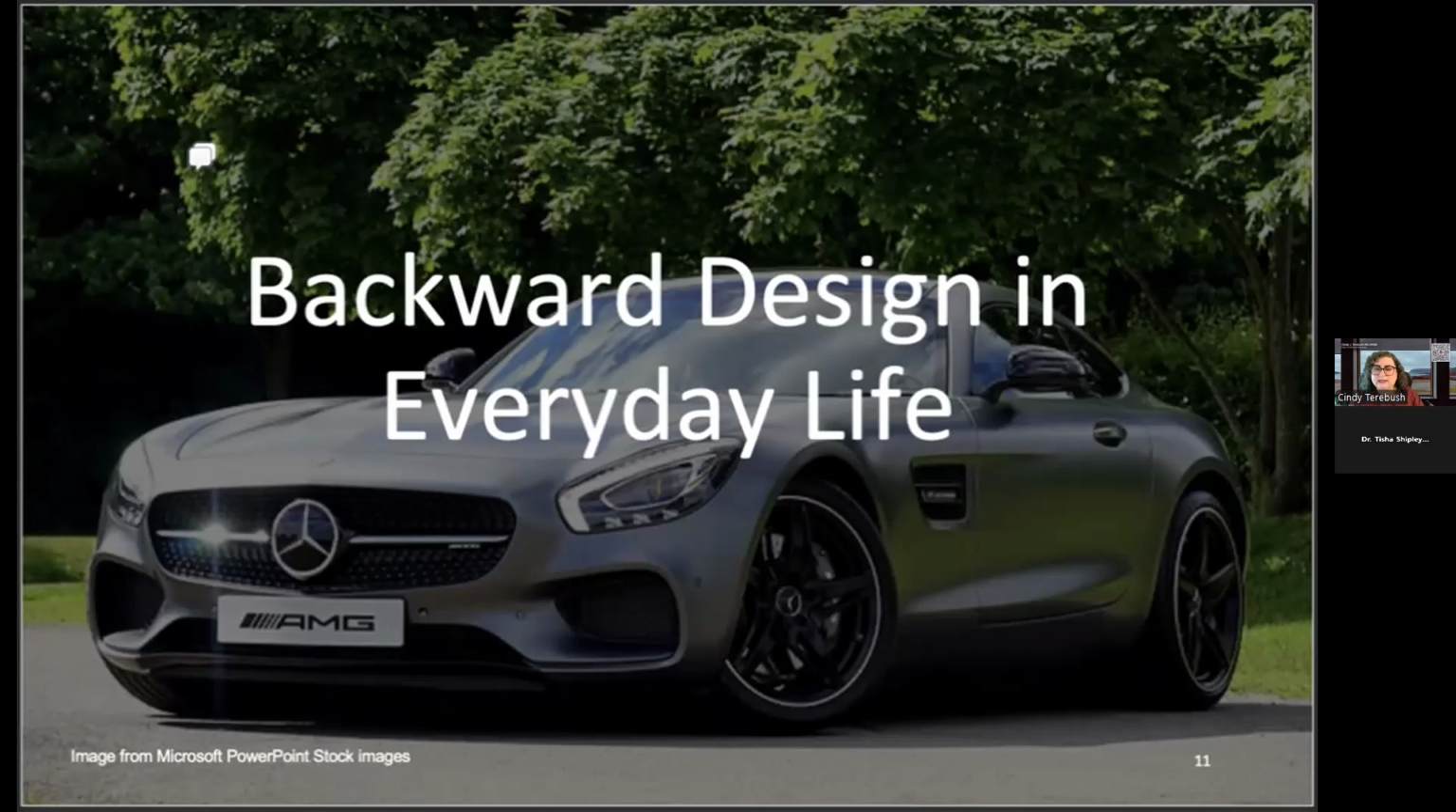Buying a car is only one example of how we use backward design in our everyday life. We use backward design when we're planning a vacation. Where do I want to go? You decide where you want to end up. You know where you're starting, where you are, and how much money you have, and you have to decide how to get there. I have cousins who live on the opposite coast from me.